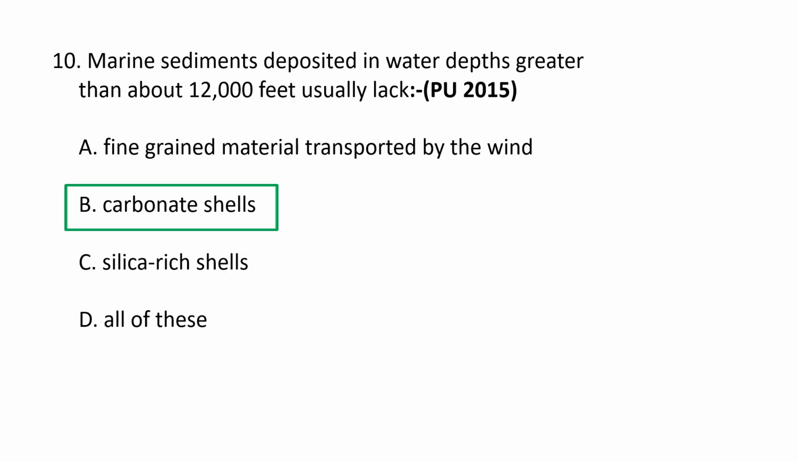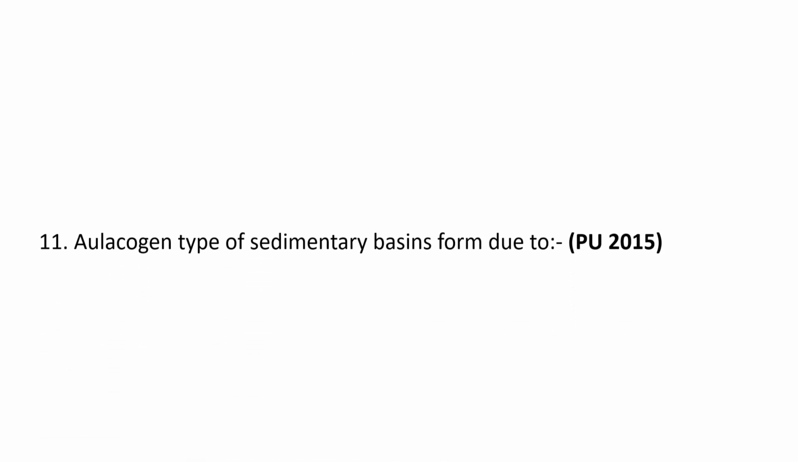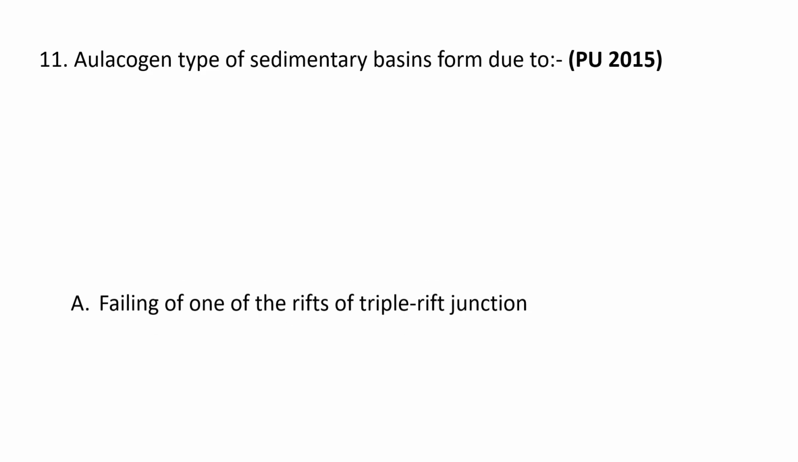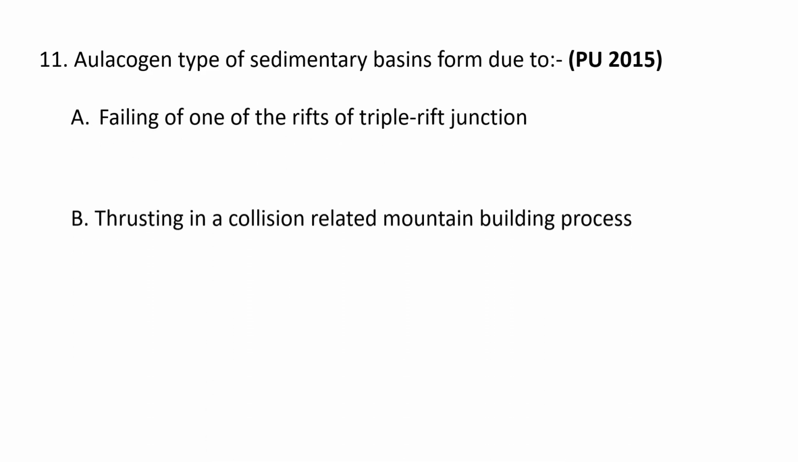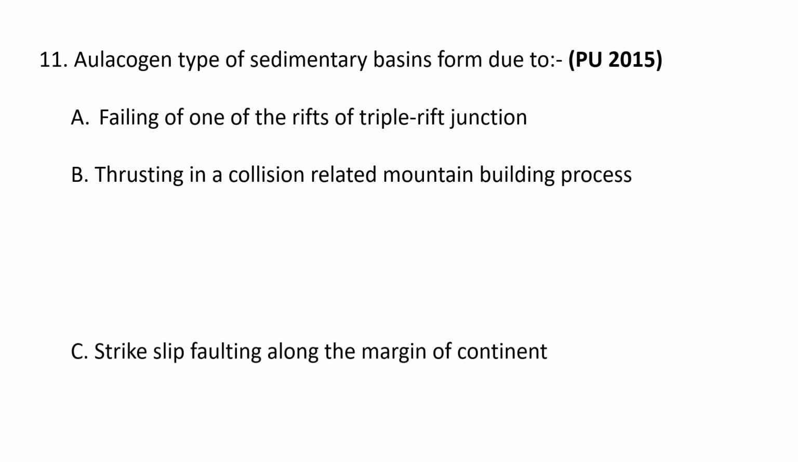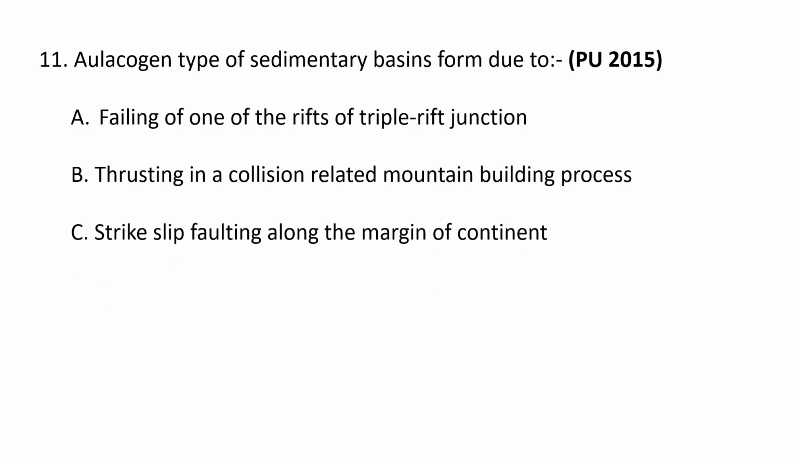So B. Carbonate shells is the correct option. Next question. Aulacogen type of sedimentary basins form due to A. Failing of one of the rifts of the triple rift junction, B. Thrusting in a collision related mountain building process, C. Strike slip faulting along the margin of continent, D. Subsidence due to normal faulting.